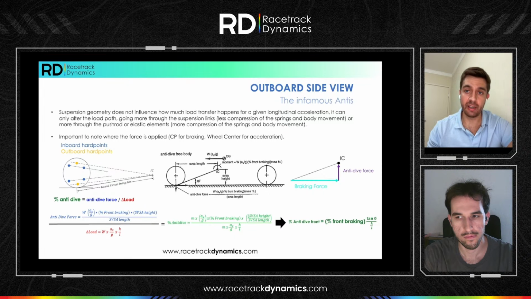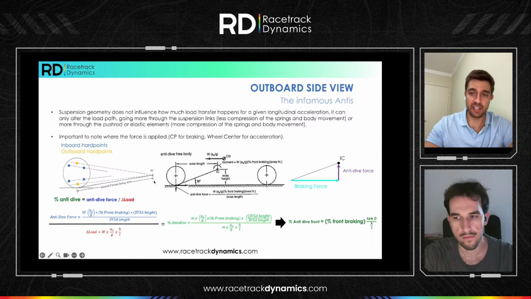Moving very quickly to the infamous antis from the side view, before we start talking about our guided exercises together. We need to understand that suspension geometry does not influence the amount of load transfer that's happening for a given longitudinal acceleration. It only changes the path, with more going through the suspension links and less going through the push rod or elastic elements.